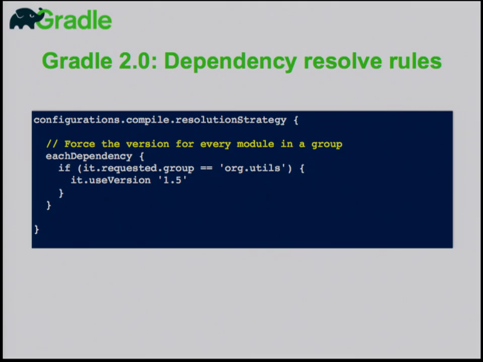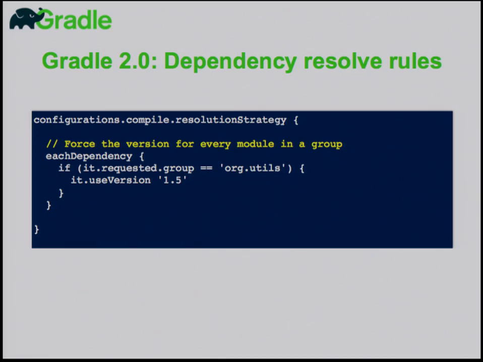How many people here have used rules like this in the past, eachDependency? So a lot of you have? Okay, cool. They're actually pretty powerful things. You can basically replace and tweak any of your external dependencies, and you can change the version, you can replace the whole dependency if you like, you can do all sorts of things. So there are some really good use cases of this.